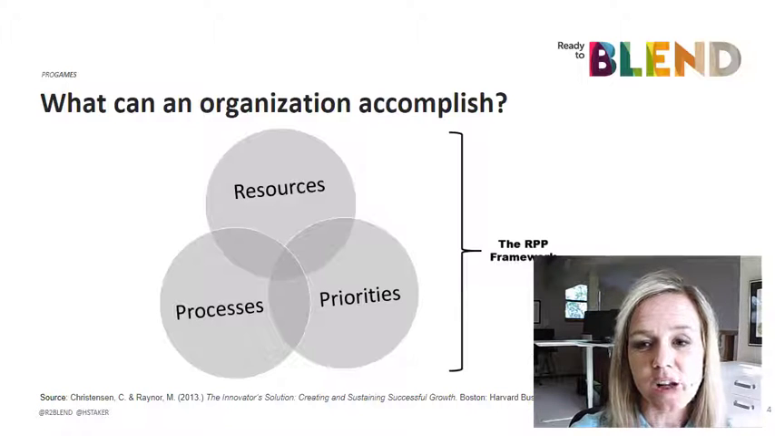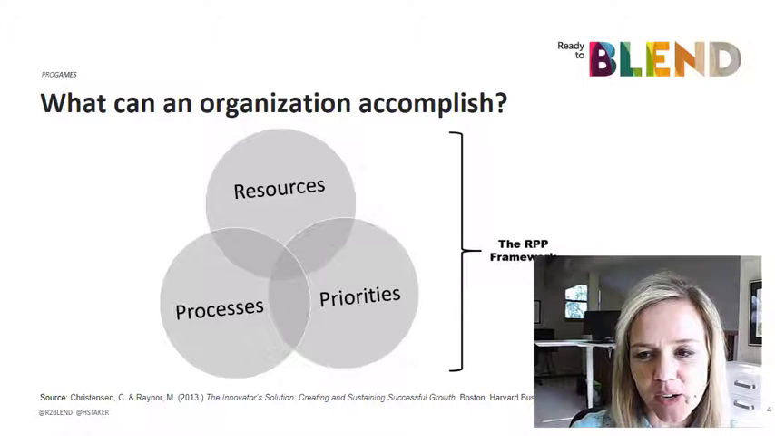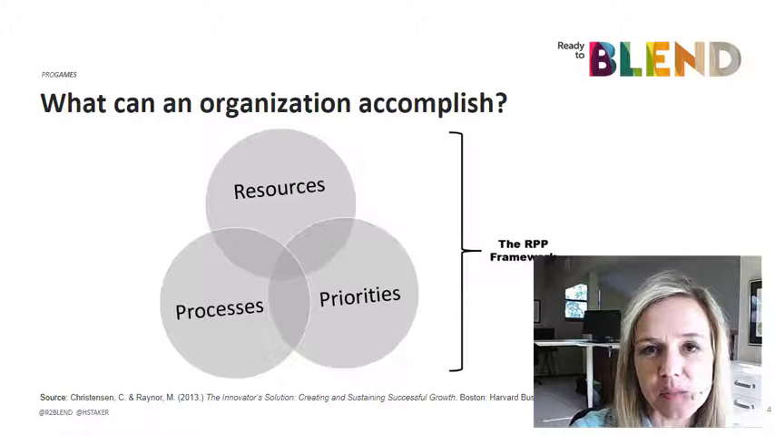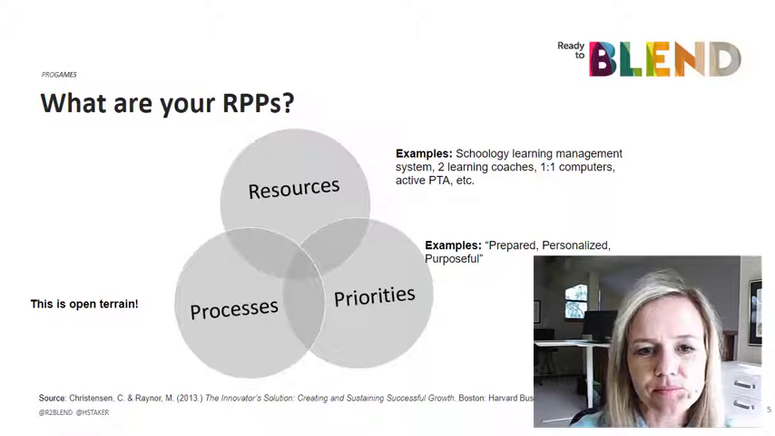So taken together, the resources, the processes, and the priorities of your school or classroom are what determine what you can accomplish and what you can't accomplish. We call this the RPP framework, and it is at the heart of your culture. So it's critical as we talk now about building your culture around compatible resources, processes, and priorities.